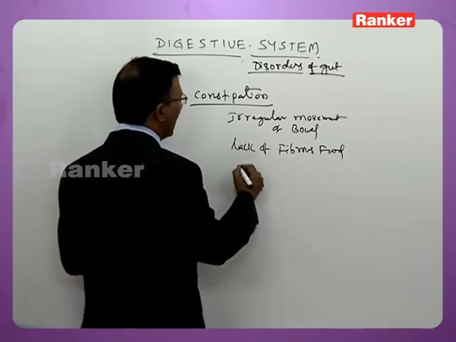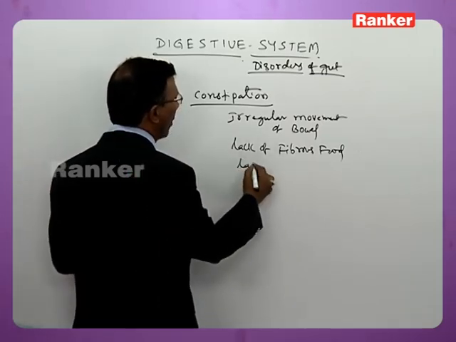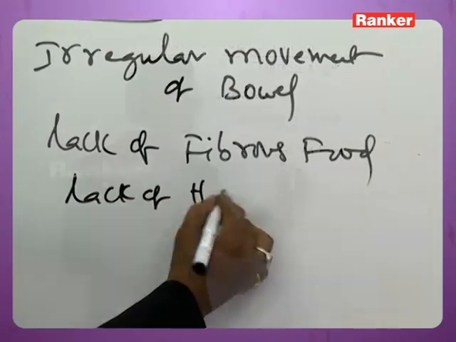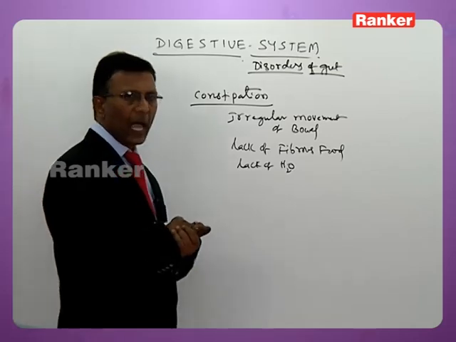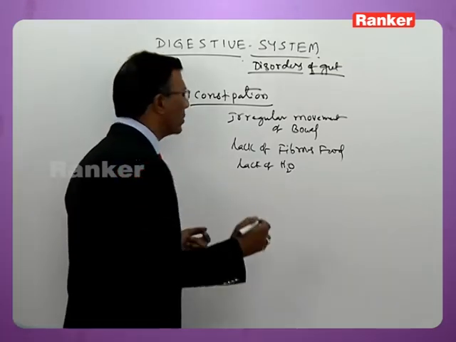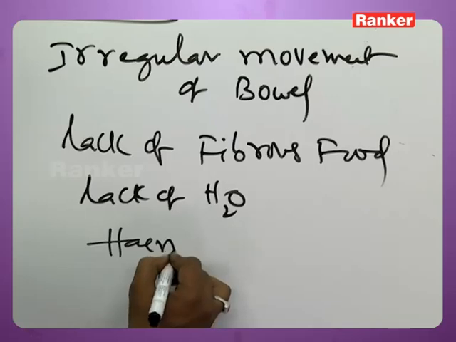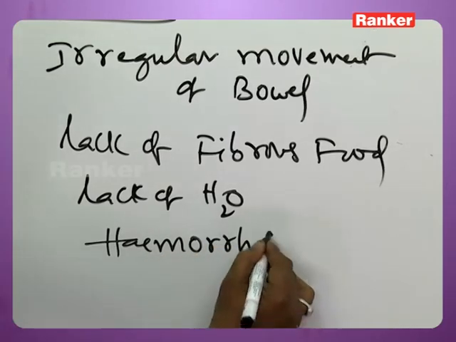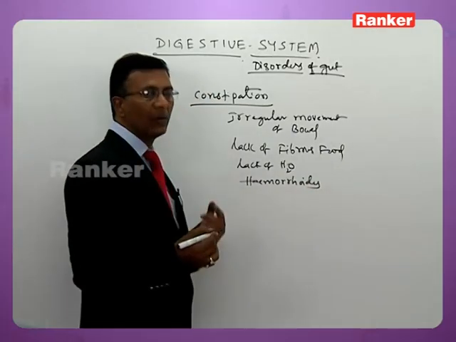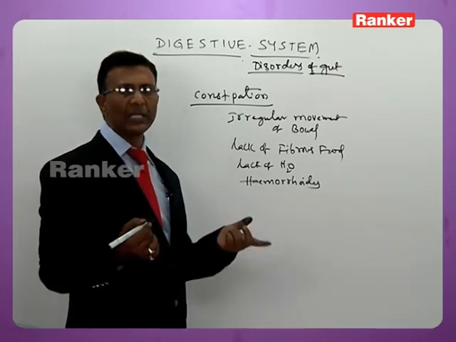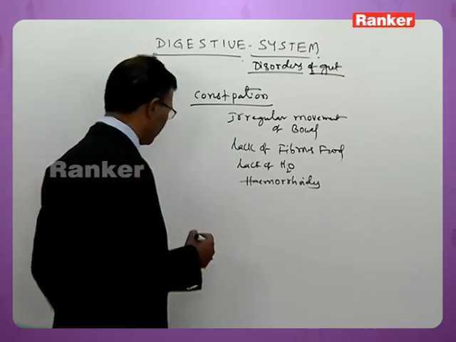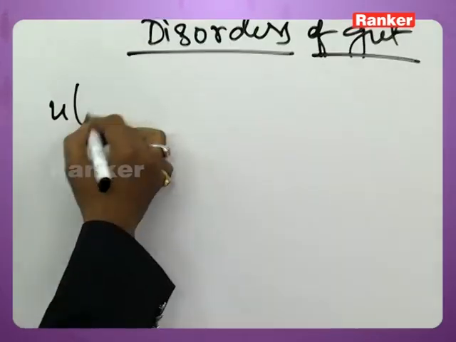There will also be a lack of water. Lack of a sufficient amount of water may also result in constipation. Prolonged constipation may lead to hemorrhoids, which we call piles. Fissures, piles, fistula: one of the reasons for all these disorders is constipation. And next you have ulcers.